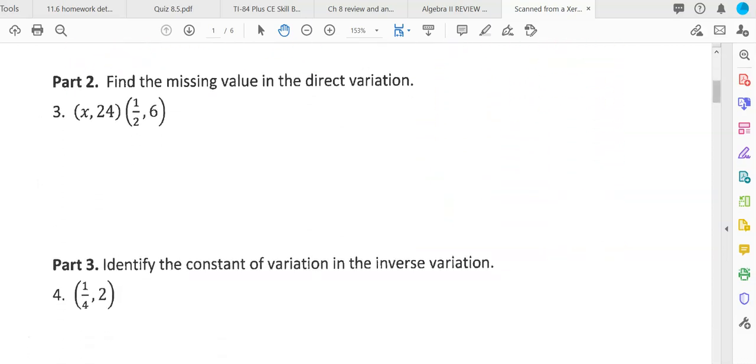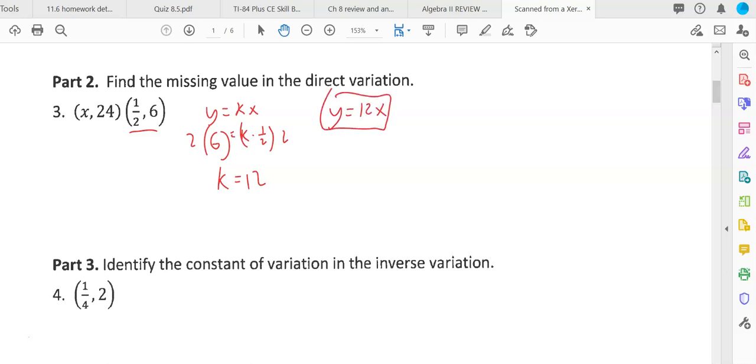So this is direct variation. Make sure you know the formula, y equals k times x. Use x and y from this one. So 6 equals k times 1/2. Multiply both sides by 2. Get k equals 12. So my equation is y equals 12 times x. Plug in y is 24. So 24 equals 12x. Divide by 12. Get x equals 2.